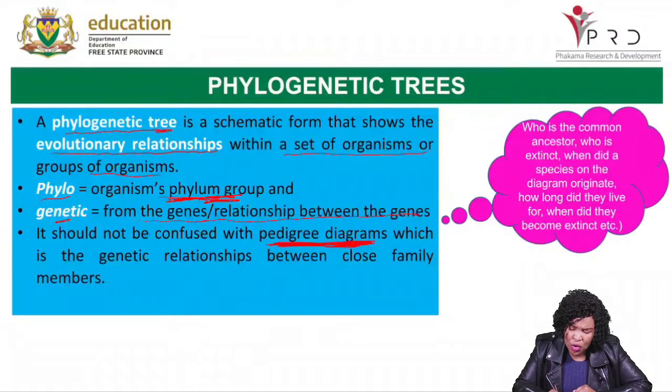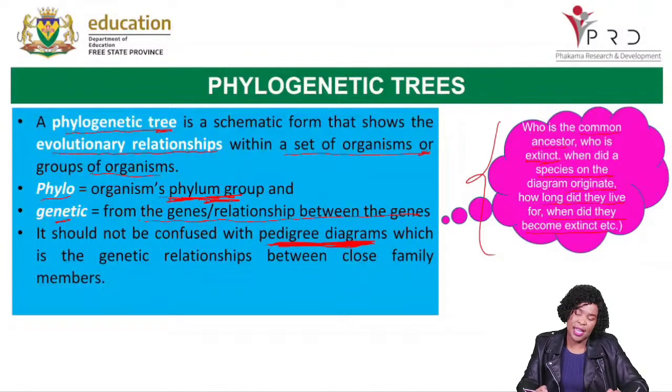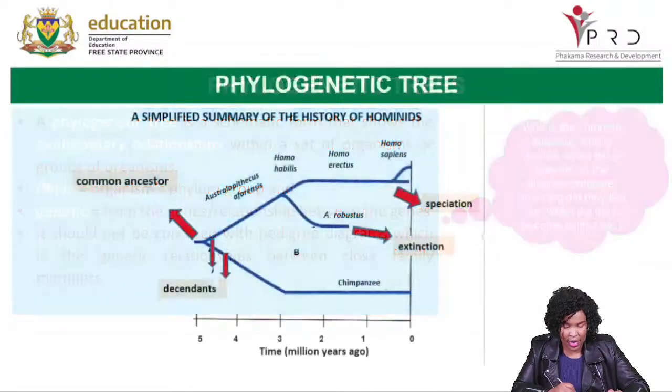So what information can you get from a phylogenetic tree? A phylogenetic tree can tell you who is the common ancestor, who is extinct, when did species on the diagram originate, or when did they start, how long did they live for, and when did they become extinct. So all of this information, you can get from studying a phylogenetic tree. So let us see, what does a phylogenetic tree look like?